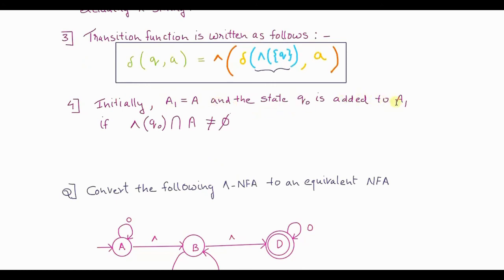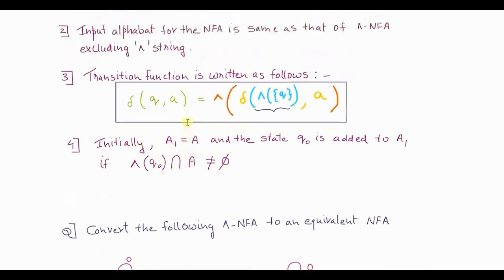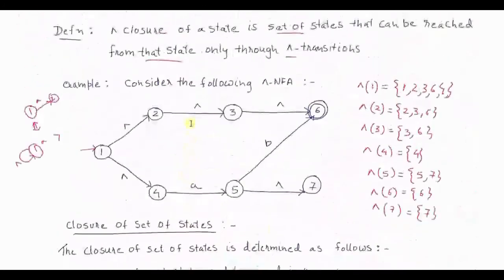And state Q0 is added to A1 if e closure of Q0 intersection A is not equal to null. Now I'll tell you what exactly this means. Let's head on to the diagram here.